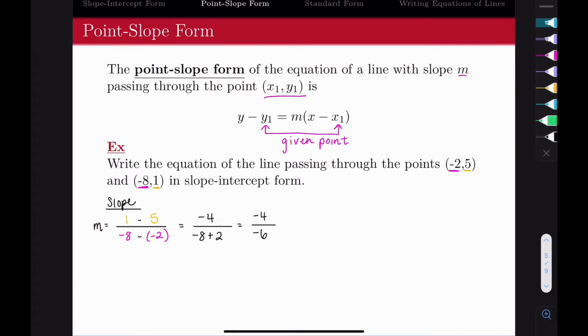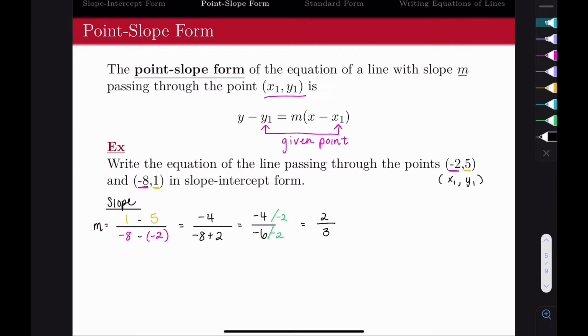Both of these are divisible by 2, and we can even say divide by -2 to get rid of both of these minus signs. So the simplest form of this fraction is 2/3. Now that I have the slope, I'm good here. We pick either point to plug into the point slope form. Again, makes no difference which one you pick. So I'm going to go ahead and use -2, 5 as my x1, y1.